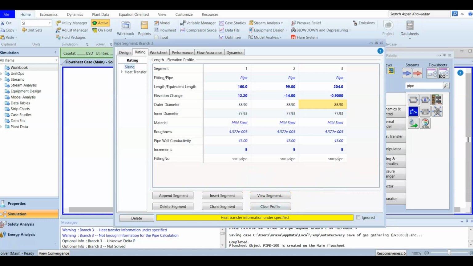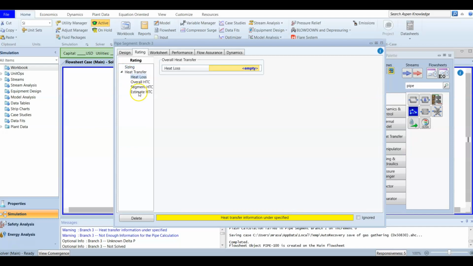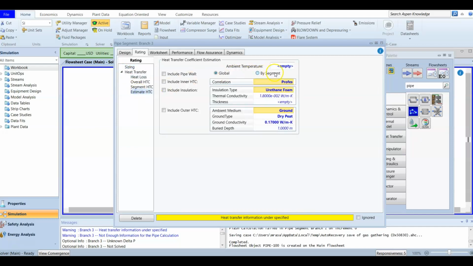Okay, now we still have a problem with the heat transfer, so I don't have information, so I'm going to estimate it. And in this case, I'm going to add 5 degrees Celsius for ambient temperature, and I'm going to include the pipe, include the inner HTC, and include the outer HTC.